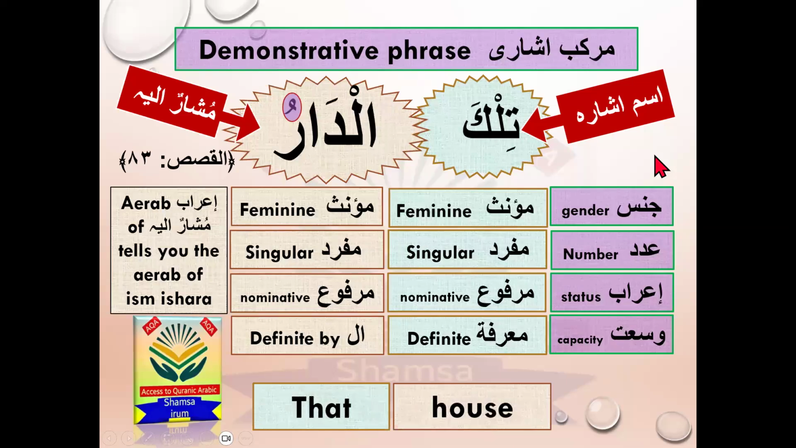Now do the translation. Tilka, we use it for ishara lil ba'id. So look, ka at the end. This ka will tell you that it is ishara for the far, ishara lil ba'id. That house. It is incomplete. It's a phrase. It's not a complete sentence. It is just a phrase: that house.